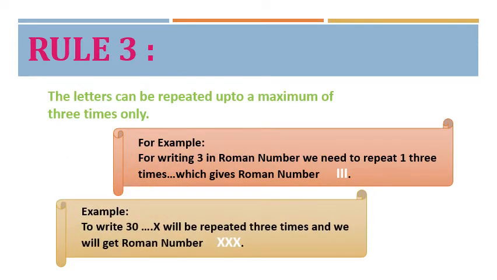You can also see another example. To write 30, we can repeat X 3 times and we'll get the Roman number XXX. That means 30.